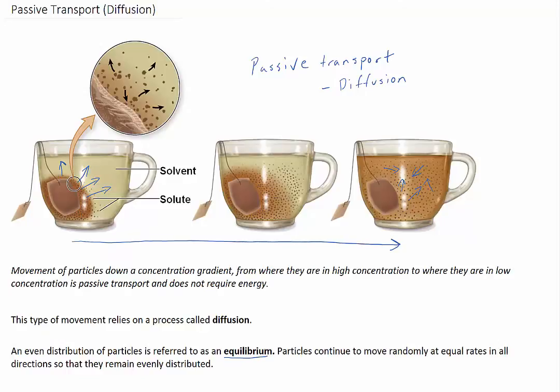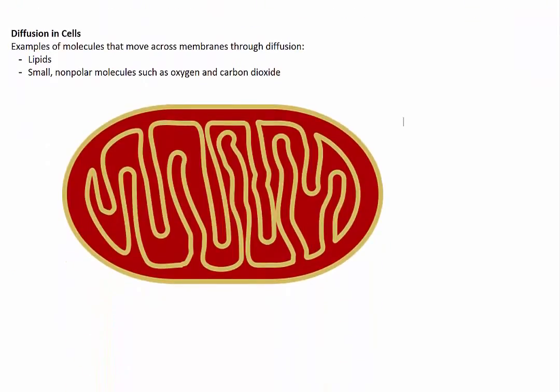Lipids and small non-polar molecules such as oxygen and carbon dioxide diffuse easily across the hydrophobic portion of a biological membrane. And cells maintain concentration gradients for these molecules by continually consuming these substances as they diffuse into the cell, or by producing more of the substances so that they then diffuse out of the cell. So these substances are moving with a concentration gradient.